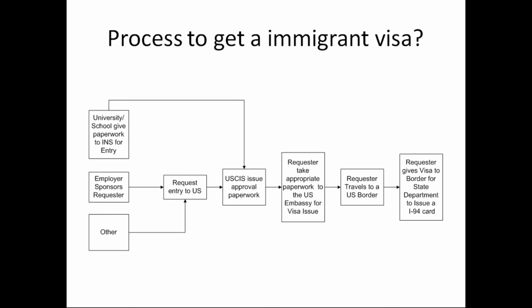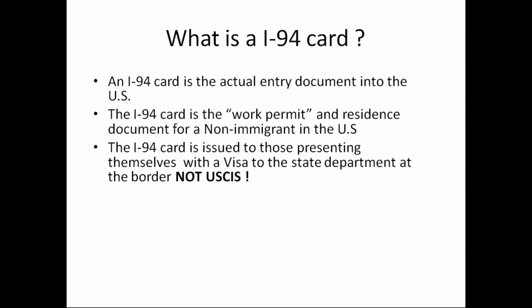So what is an I-94 card? An I-94 card is the employee's actual entry document into the U.S. Once they're issued an I-94 card, the individual is allowed to be here in the United States. So if someone says to you, well, I don't have an I-94 card, that would be inaccurate. It is issued at the border upon the approval paperwork and the visa paperwork that they're given at the time of entry.